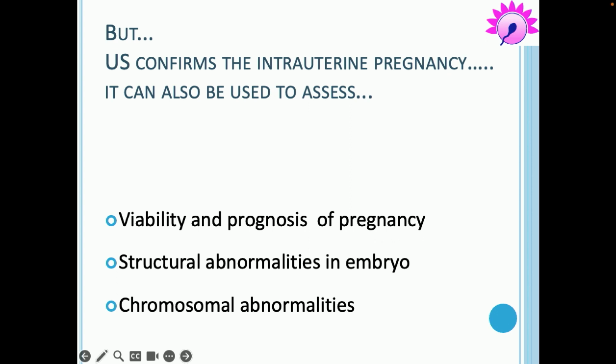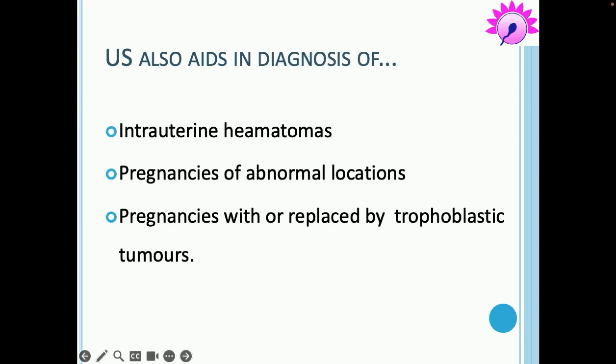If you see a sac, an intrauterine sac, if you have confirmed it on the ultrasound, you need to check the viability and the prognosis of the pregnancy. You need to check the embryo for the structural abnormalities and the chromosomal abnormalities. The assessment for the chromosomal abnormalities goes towards the pregnancy of about 12 weeks and nuchal scan, etc., which is what we are not going to discuss today, since we are discussing only the early pregnancy.